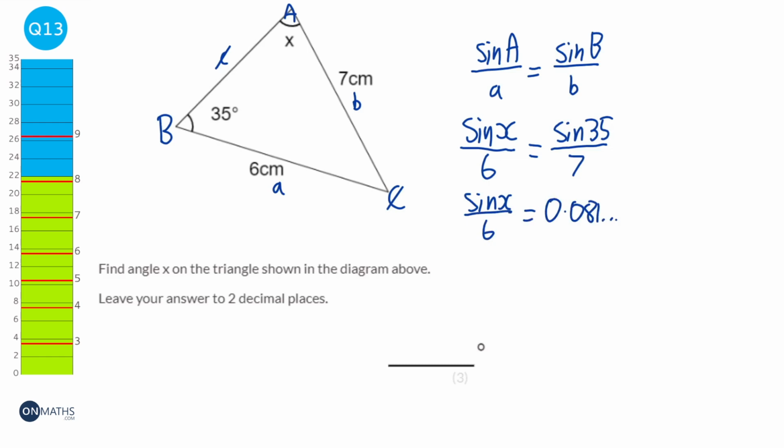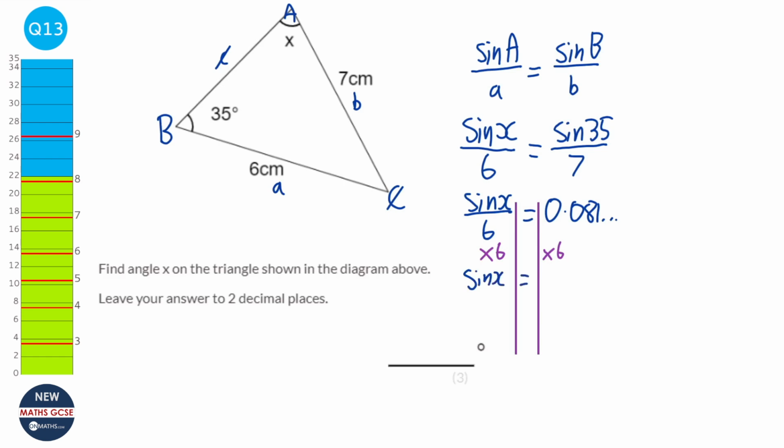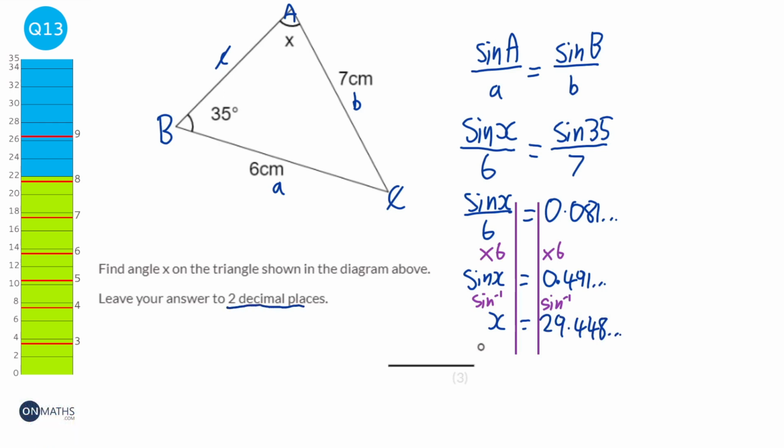And then we're going to be solving this. And the first thing we're going to do is times by 6 both sides. So we get sine x is equal to 0.491... And then we're going to inverse sine both sides. And so we have x equals 29.448... And our answer wants to be rounded to 2 decimal places. So we're going to put our answer as 29.45 degrees.